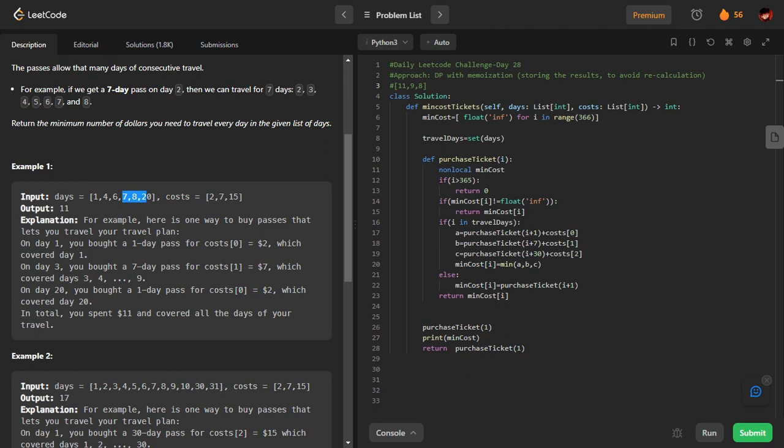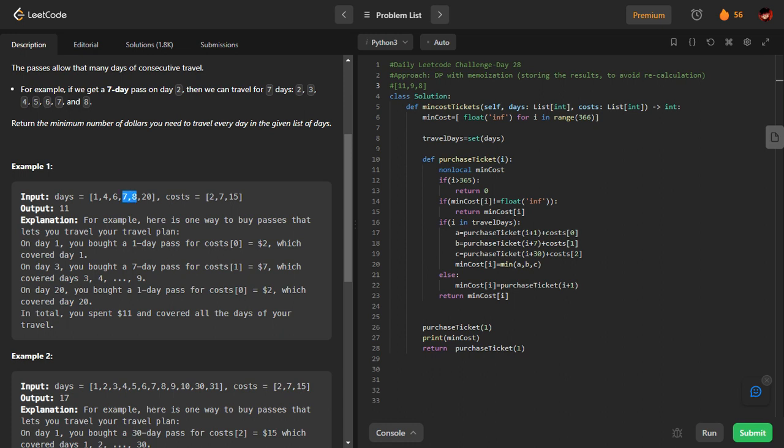Now suppose I start from day 7 onwards. What will be the minimum cost? Three options are there. My question is, I am starting from day 7 onwards and I have to complete the journey on the rest of the days of the year. What will be the minimum cost? I can pay individually for each of the days. So how much will it cost me? 2 plus 2 plus 2, which is 6 rupees.